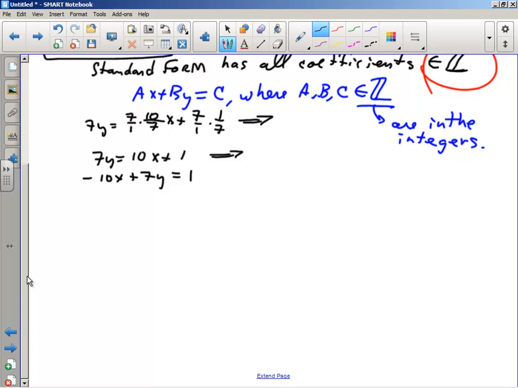Whole numbers and negative whole numbers or 0. Okay? And all I have to do is just clear the fraction out. The book will typically do this. 10x minus 7y equals negative 1. For style purposes, I'd say just stop when you get there. It's just prettier to have a positive 10x.